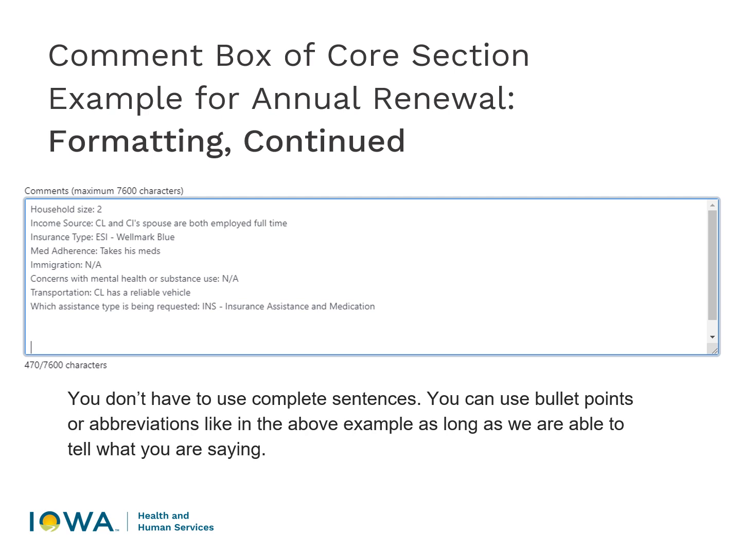Some people prefer to use bullet points or abbreviations, like in this example. As long as we're able to tell what you are saying, it's completely fine to submit an application this way. Household size 2. Income source, client and client spouse are both employed full-time. Type of insurance, ESI with Wellmark Blue. Med adherence, takes his meds. No immigration concerns or concerns with mental health or substance use. Client has a reliable vehicle for transportation, and client is requesting insurance assistance and assistance with his medications.